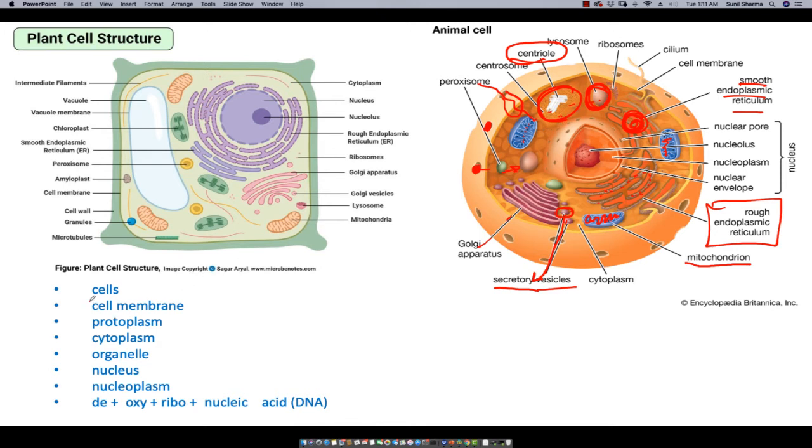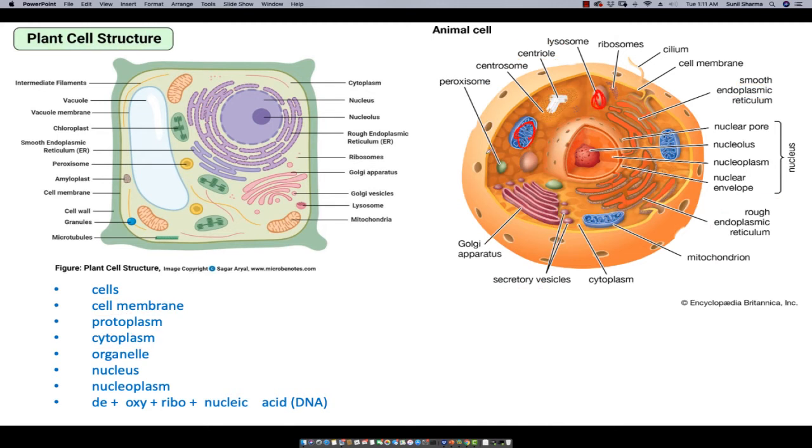Now just take a look at, again, our words for the cell structure. It begins with the word cell. We talk about the cell membrane, which is right here on the outside. Then we have protoplasm, which is on the inside. It's the liquid that's inside. And part of that protoplasm is cytoplasm. Within the cytoplasm, we have organelles. So we see that we have all this variety of organelles in here.